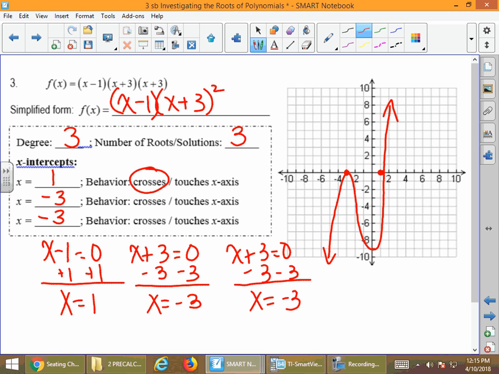We've got a value that's above the x-axis. We've got a value that's below the x-axis. But at negative 3, what we see is that it only touches. We don't go above the x-axis. All our values are below that point.